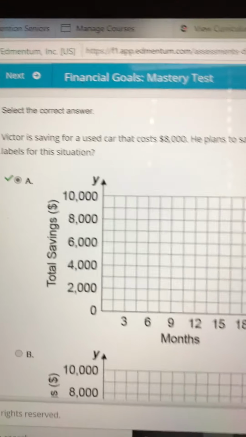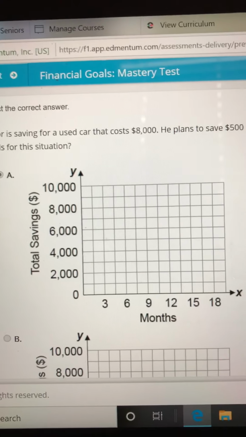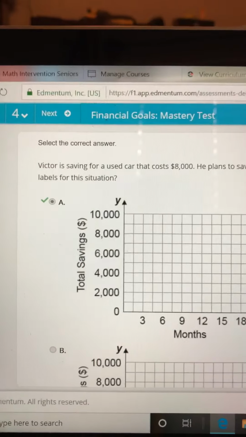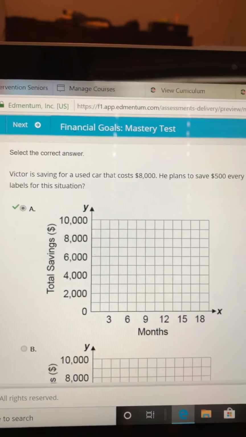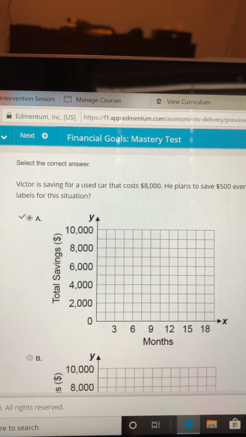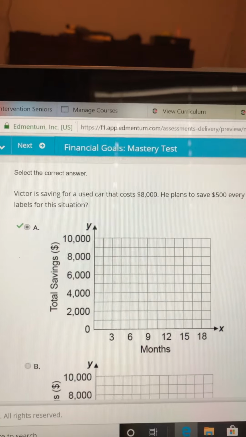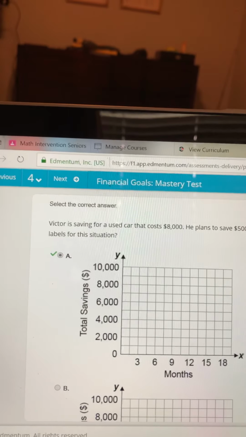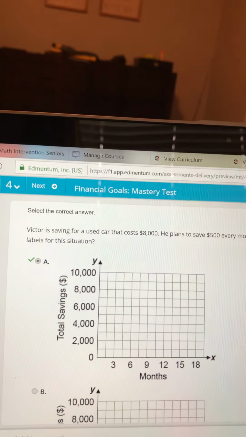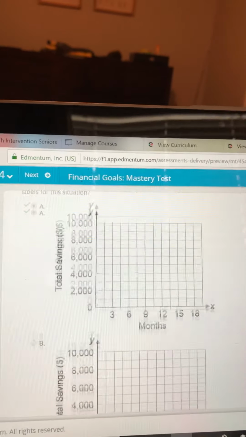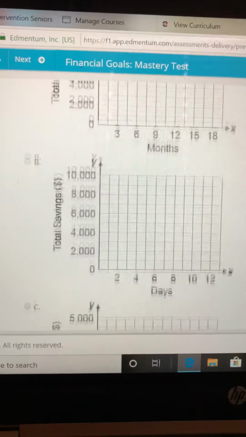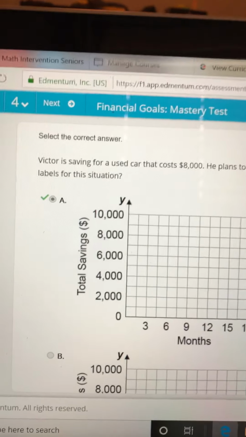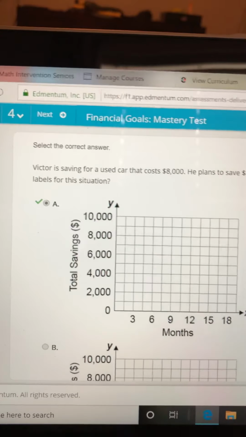And the answer looks like this. Months go on the bottom. Total savings goes on the side, on the y-axis. That's what your answer looks like. Let's see what the other choices looked like. Well, it doesn't want to let me scroll down. There we go. That one says days. That one says years. That's not right. The one that's correct should say months.